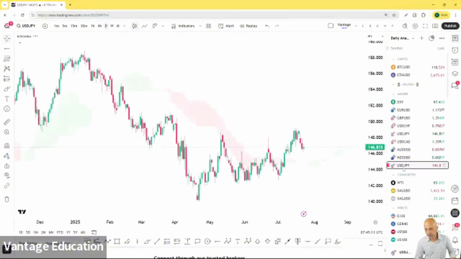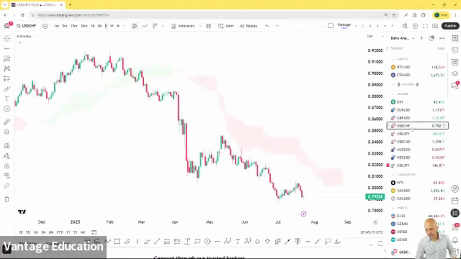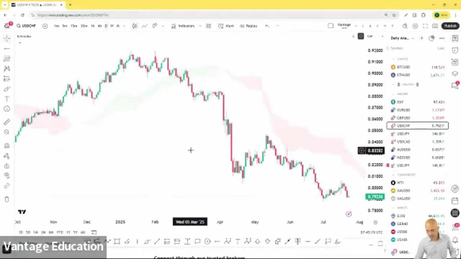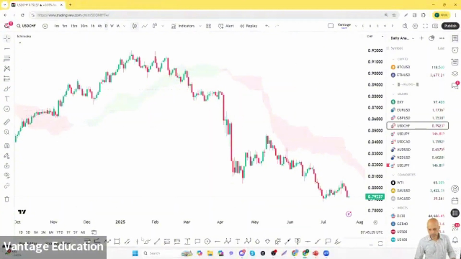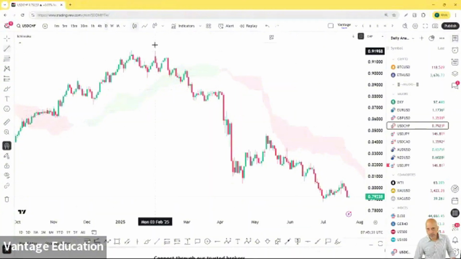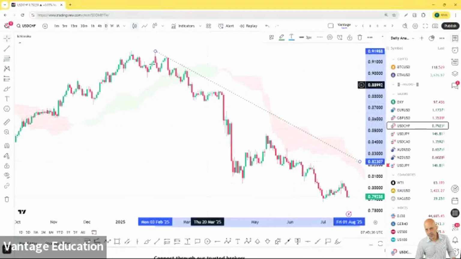Right, now let's move on over to something with a downward channel. Apart from dollar index, we can see dollar franc has also made a clear series of lower highs, lower lows. This currency pair also continues to trade underneath the red Ichimoku cloud, all of which highlighting a strong downward momentum. Now, I can also spot a pretty significant descending trend line here. Right, this is a pretty significant descending trend line.